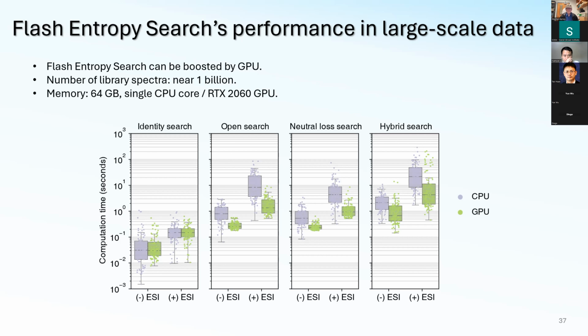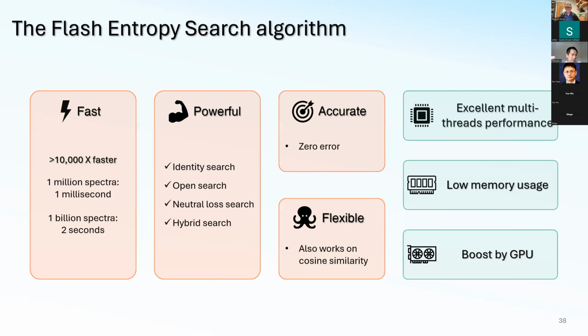Here you can see we tested different search times. If you do the open search against this nearly 1 billion spectra, you will get your job done in less than 2 seconds. If you want to do a hybrid search, you only need to spend around 5 seconds, and then you can finish all of the spectrum search. So you can do whatever search against 1 billion spectra in a few seconds with our method. I think this is the advantage of our method.